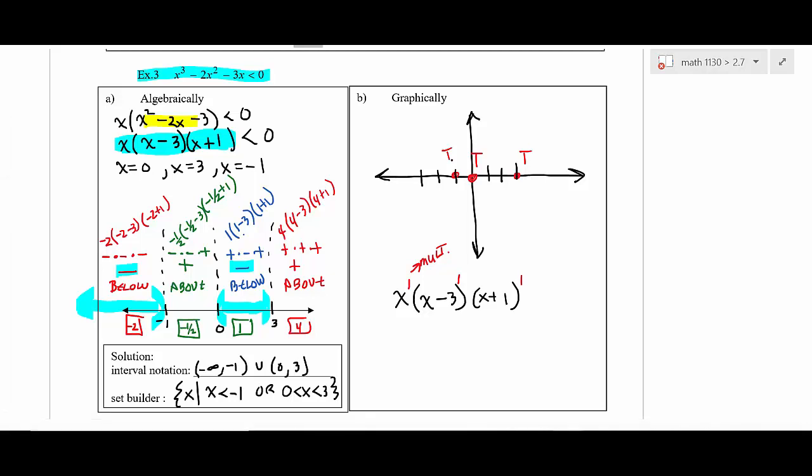Either this or this, right? Even degree, what does that do? This or this, okay? So it's going to go like this. Because that leading coefficient's positive, you're going to go like that and like that. Okay, now we got enough to graph this.